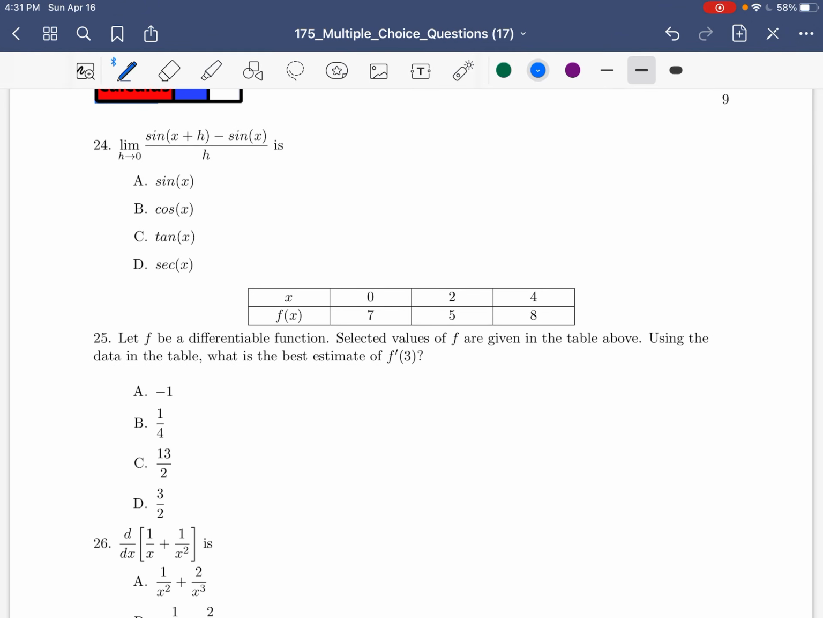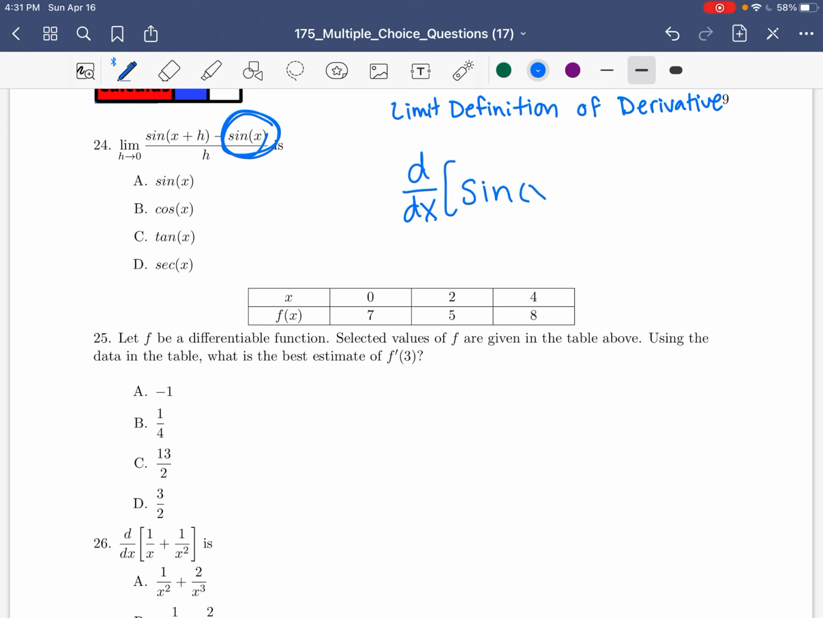Okay, 24. Remember, when you see this, this is just asking for the derivative. So this is the definition, or rather the limit definition of a derivative. So even though these problems look extremely difficult, you should actually be glad when you see these, because all it's asking you to do is take the derivative of this function right here. So the derivative of sine x, we know just equals cosine x. So B.